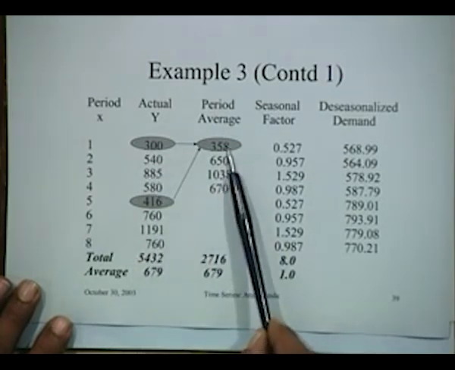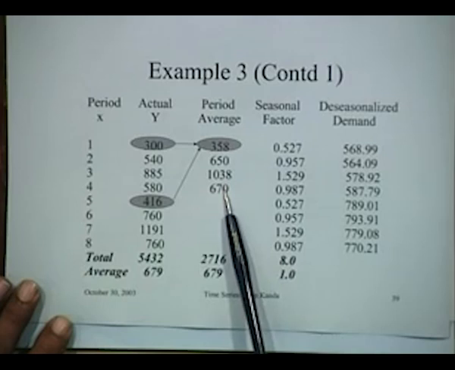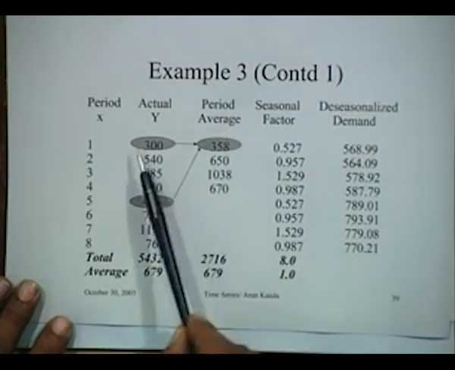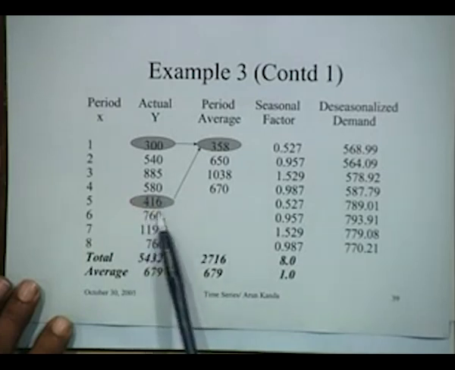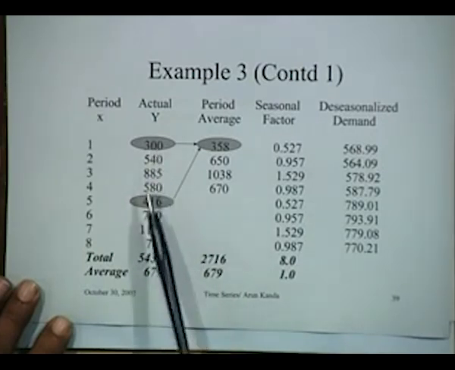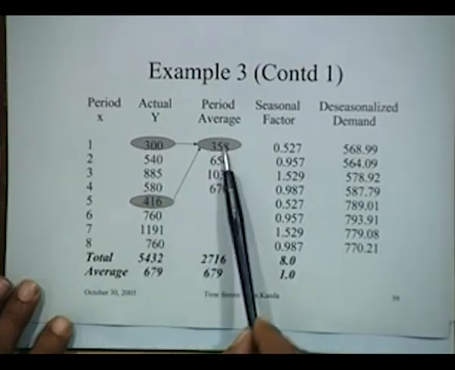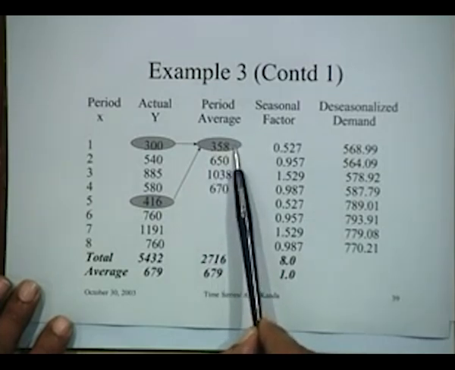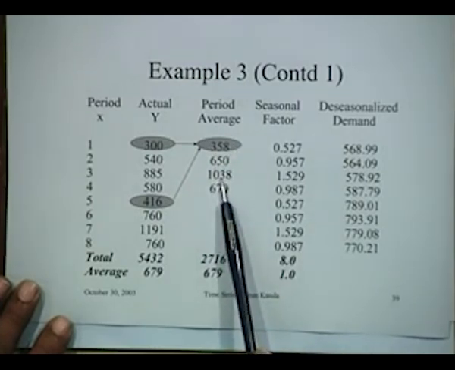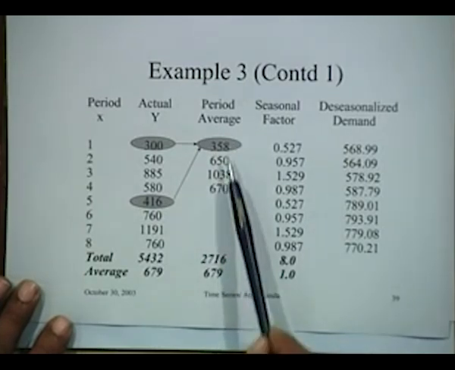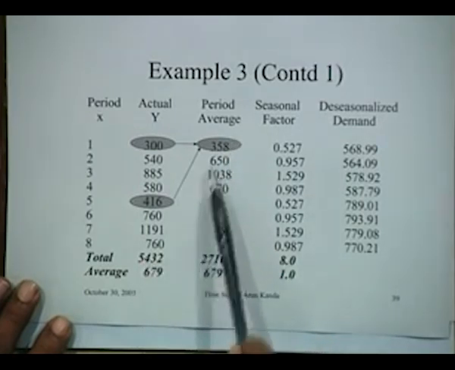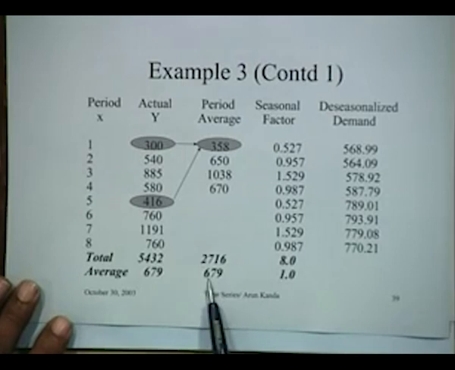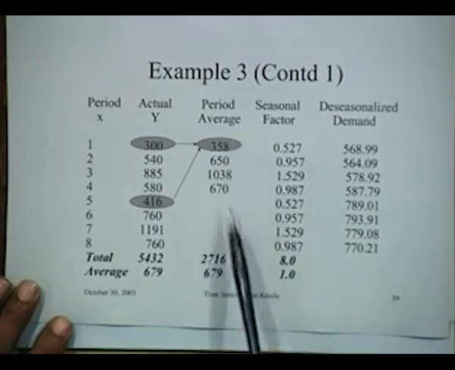So then what we do is, we calculate the period average. What is the period average? The first period in the first year and the corresponding first period in the second year. So take the average of 300 and 416. This becomes the period average, which is 358, 650, 1038 and so on. And this is just for 4 periods. So the total will be half, 2716, and the overall average for this is 679. We have constructed the same.